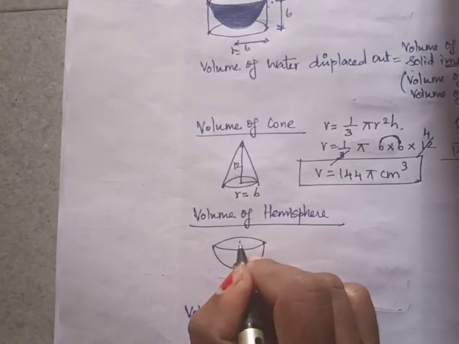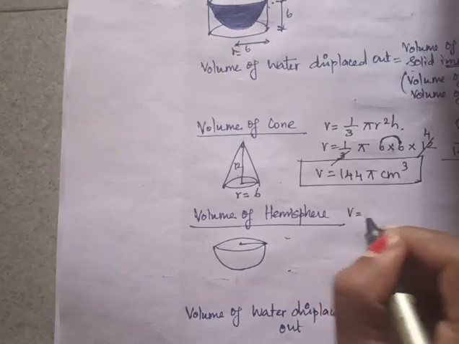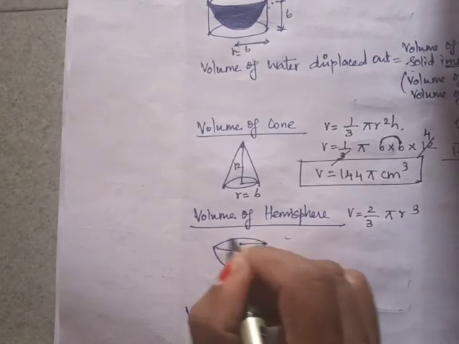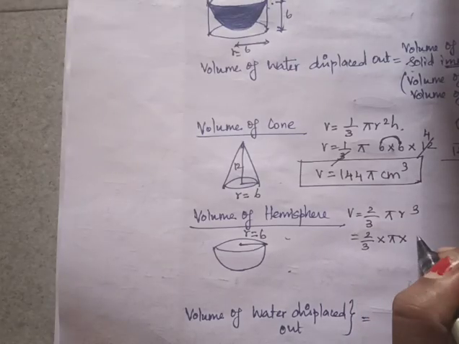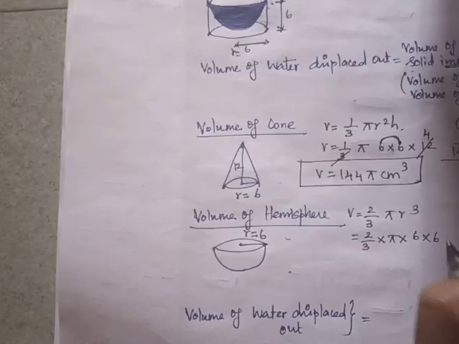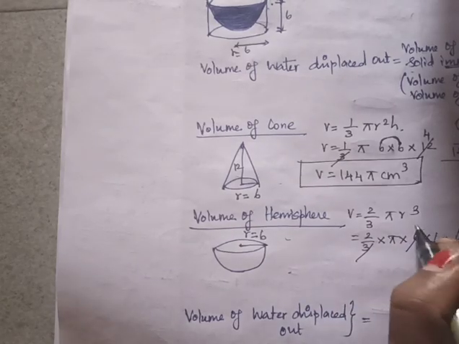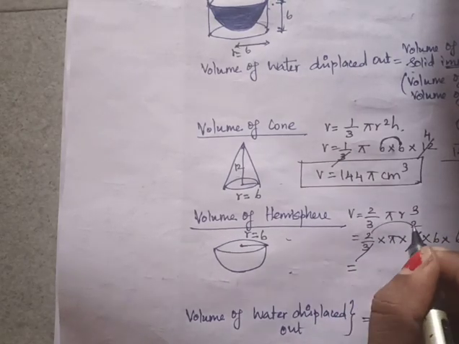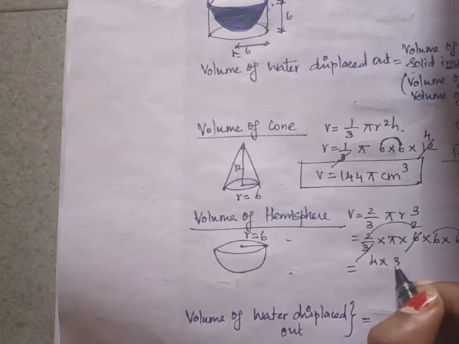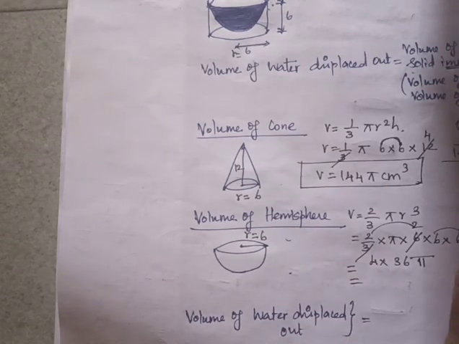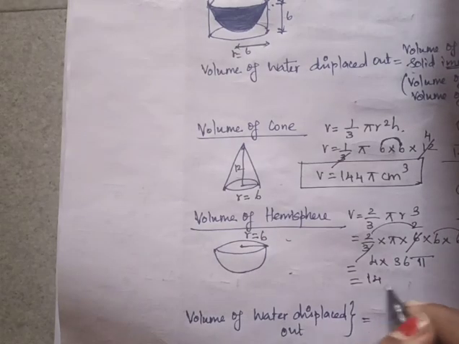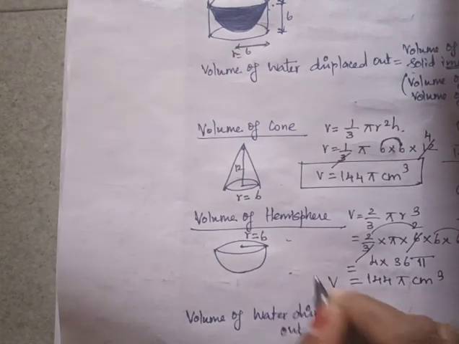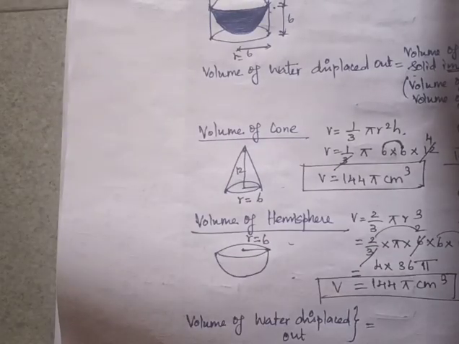Next, volume of the hemisphere. Formula V is equal to 2 by 3 pi r cube. Here the radius is 6. 2 by 3 pi into r value 6. 6 cube means 6 into 6 into 6. 2 times 2 2s are 4, 6 6s are 36 into pi. 36 into 4. 6 4s are 24, remaining 2. 3 4s are 12, 12 plus 2, 14. So 144 pi centimeter cube is the volume of the hemisphere.